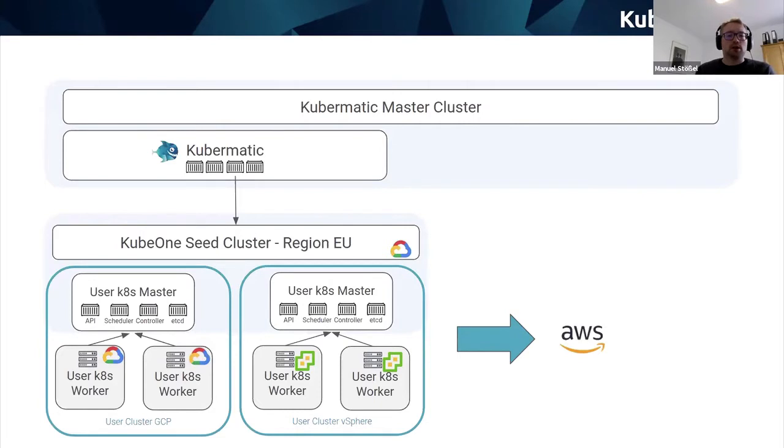So how does it look? We have a Kubermatic installation that has a seed cluster, which is also just a Kubernetes cluster running in the Google Cloud. And it hosts a couple of user clusters, and we'll have a look at the vSphere user cluster that runs worker nodes on a vSphere cluster. And we want to move all of that over to AWS because for whatever reason, we want to run on AWS.